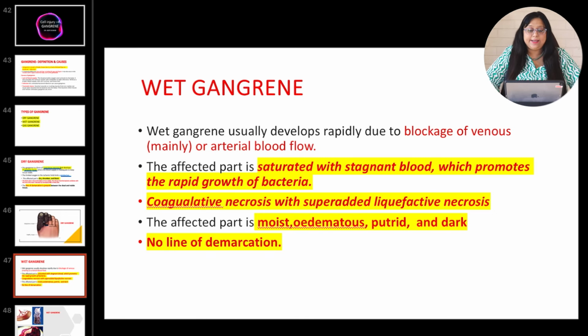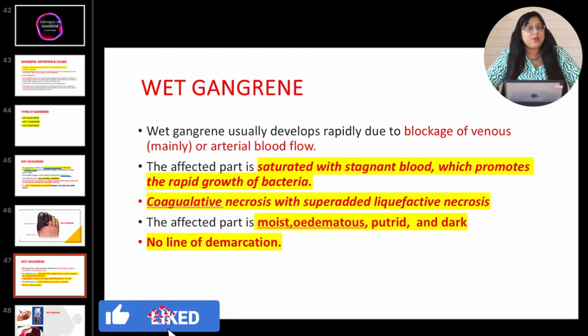Coming to wet gangrene. Wet gangrene usually develops rapidly due to blockage of venous or arterial blood flow. Always remember here, generally the blockage is in the venous drainage. So what will happen if the venous drainage is blocked? The affected part will be filled with stagnant blood, which will promote the rapid growth of bacteria.